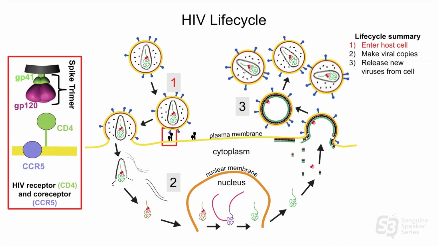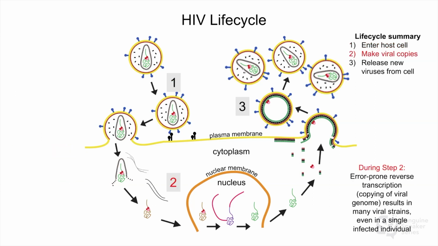So the point of this binding is to allow fusion of the membrane of HIV with the host cell membrane. That allows it to get its genetic material into the cell, which allows it to go on to step 2, which is make viral copies. Now, I want to point out that during the process of making viral copies, in the case of HIV, this is a retrovirus, so you make a cDNA, a complementary DNA copy of the RNA.